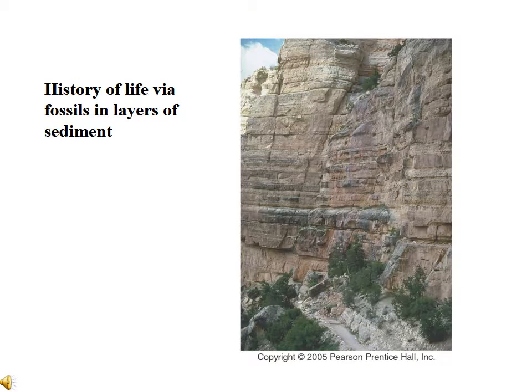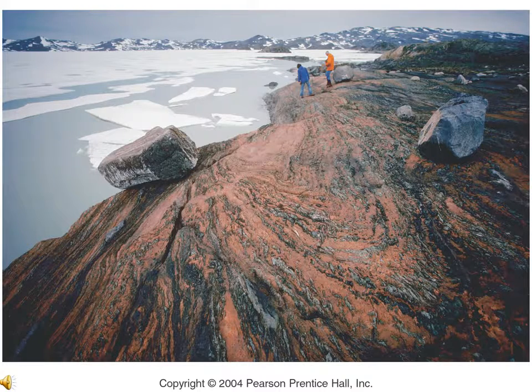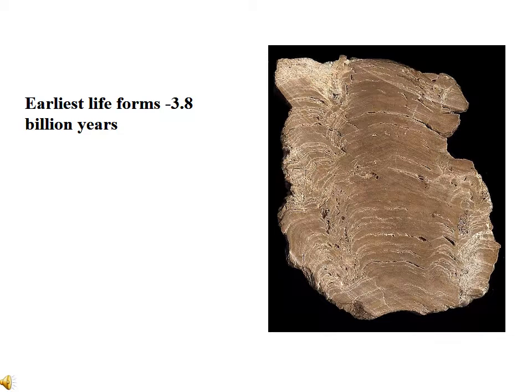Now, we can, of course, trace the history of life by way of fossils and layers of sediments. If we take a slice of the earth, we recognize quite clearly that we have layers of organisms upon layers of organisms, and the lower the layer is, the older that particular organism happens to be. The oldest rocks that we can find date back to perhaps 3.8 billion years, and we can find remnants of life in these old rocks.